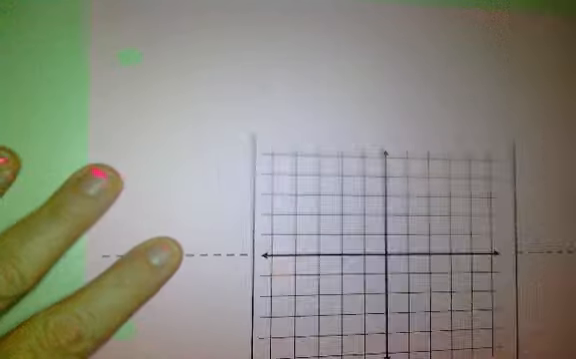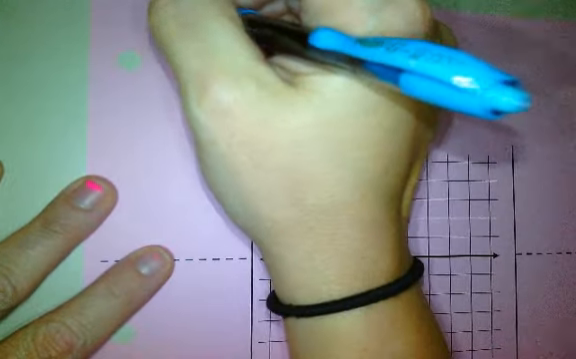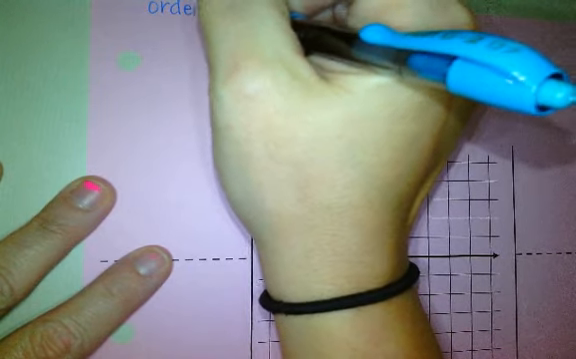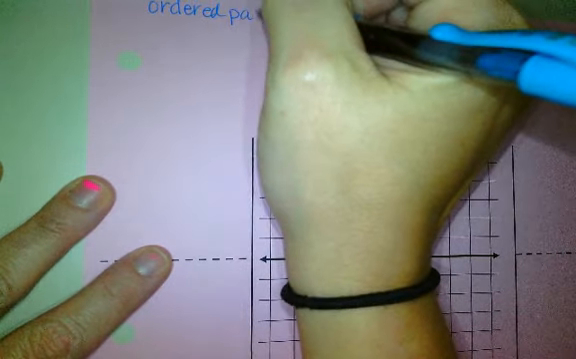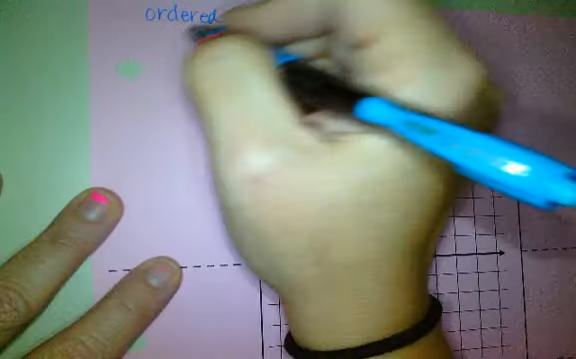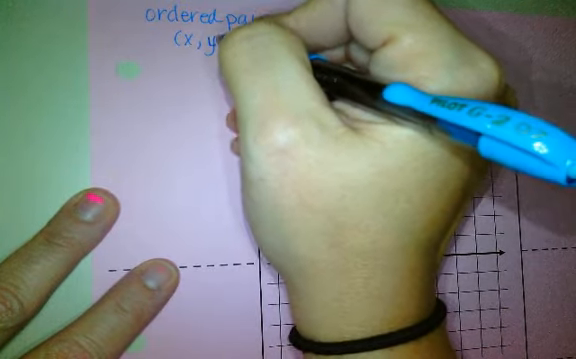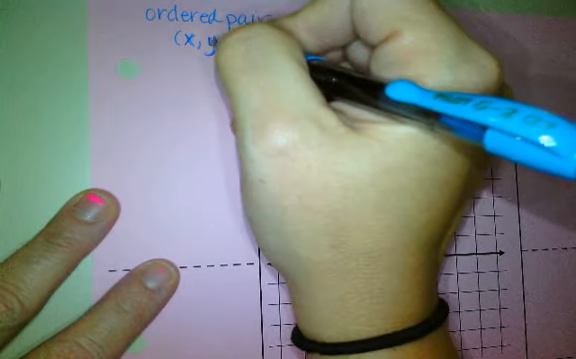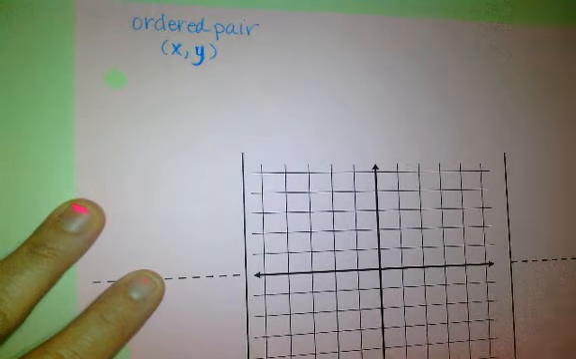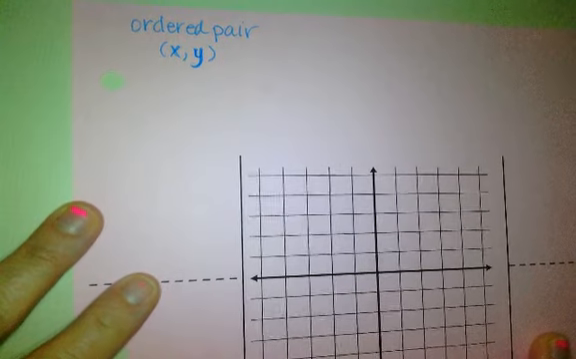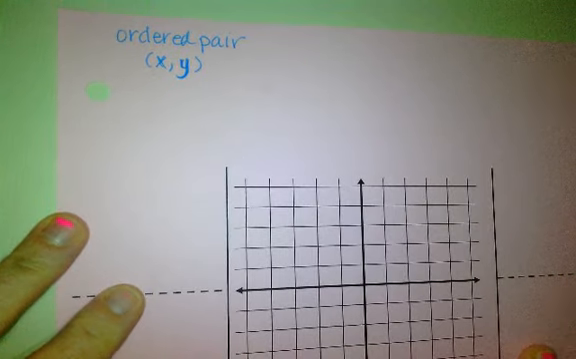So I'm going to start at the top up here, and we're going to write the words ordered pair. Okay? And an ordered pair is your X and Y coordinates. That's what it is. Your X and Y. And when you're plotting points, there's a certain way you plot points.